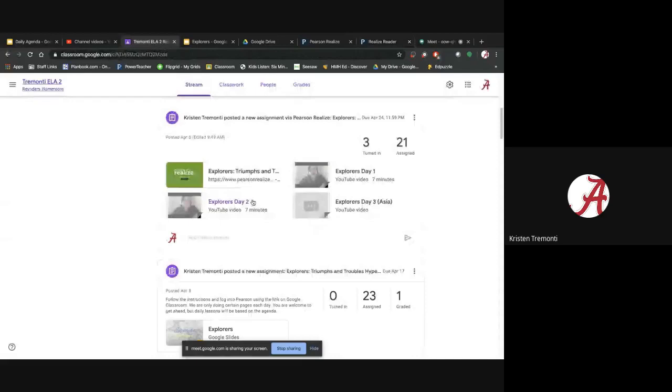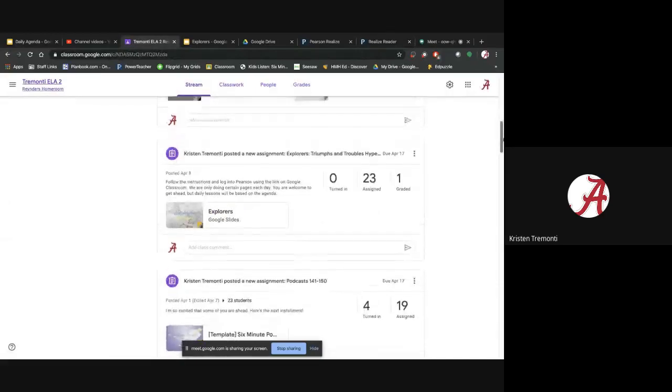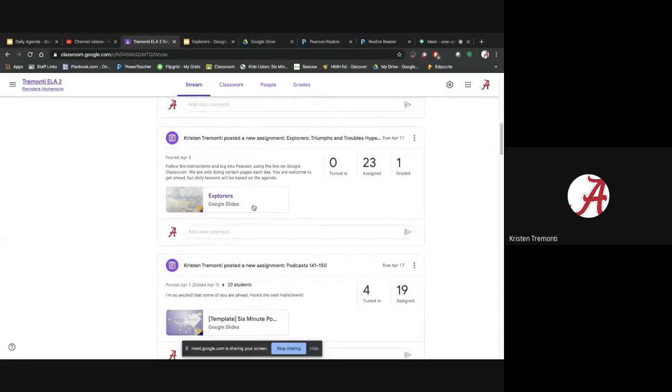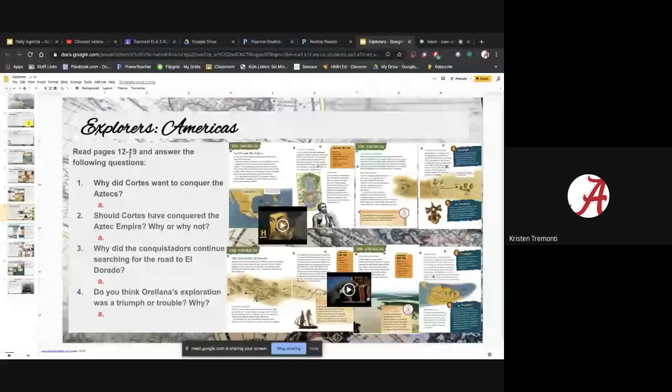The third assignment that we're going to do, or the other assignment we need, is the third link down, which is this Explorers on Google Slides. So I'm going to go ahead and put these side by side here, so that way I have my Pearson Realize Reader open and I have my Explorers PowerPoint side by side. As you can see, we have pages 12 through 19 to read today. We have 2 videos to watch, and we have 4 questions to answer.